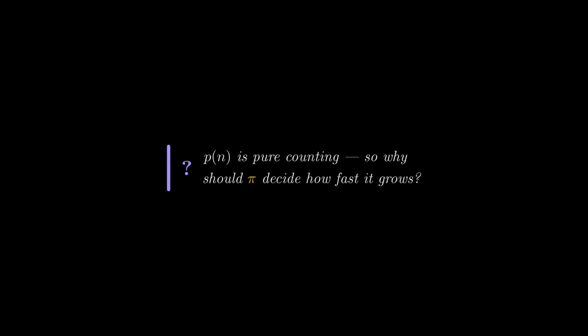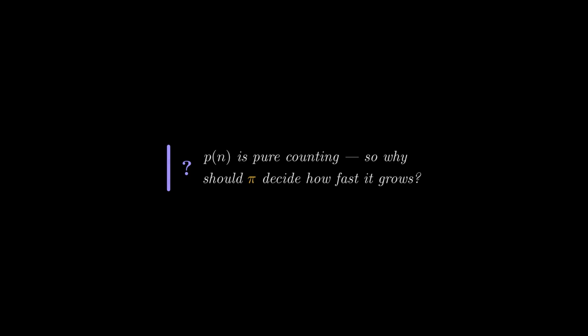So here is our question for the whole film. The partitions of a number are pure counting. No circles, no geometry anywhere. So why on earth should pi decide how fast that count grows?